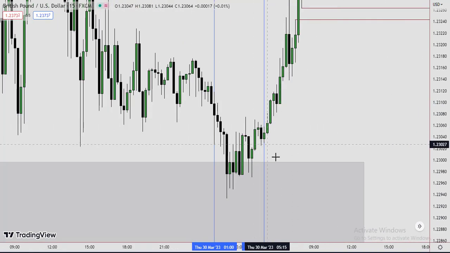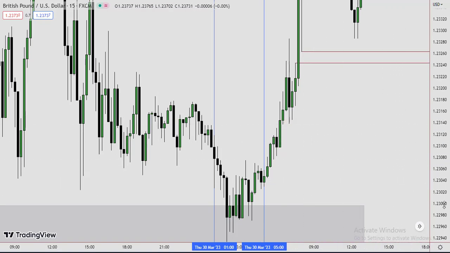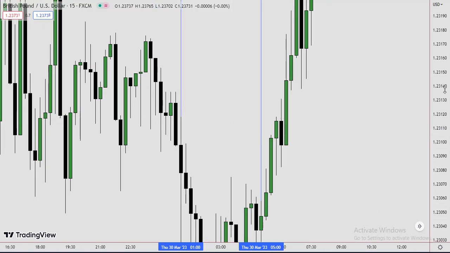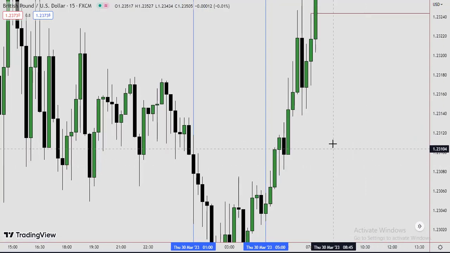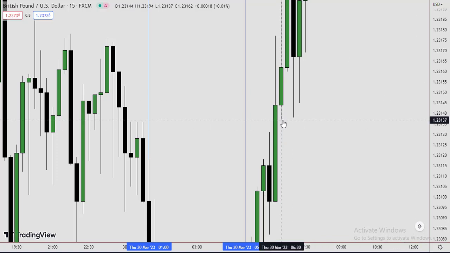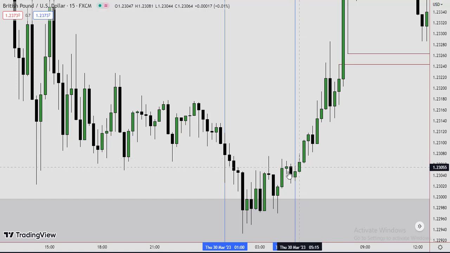So price traded into that level, and then we had a shift of market structure. Right, in the early hours of London session, we had that shift of market structure. Then in London, price retraced into what? Internal range, which is our fair value gap right here, or you can call it this fair value gap, but price didn't even get to that fair value gap, so you would have missed this entry.